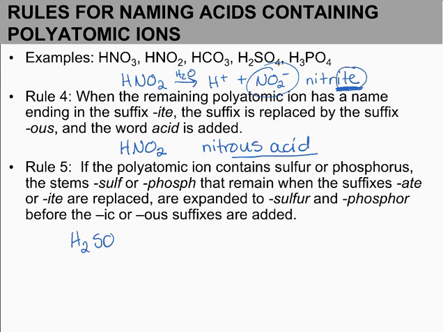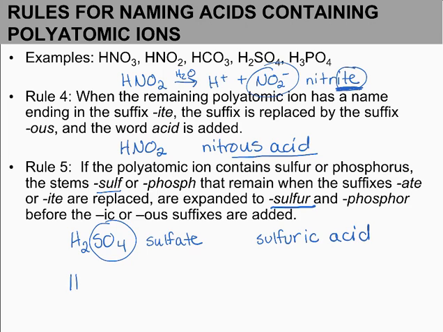So H2SO4. So the polyatomic ion is SO4, which would have a charge of 2-, and its name is sulfate. So that's the sulfate ion. So the acid would then be named sulfuric acid. So we're just expanding the sulf to sulfur. And that's similar to what we saw before with H2S, where it was hydrosulfuric acid. So we kept the full name of sulfur.